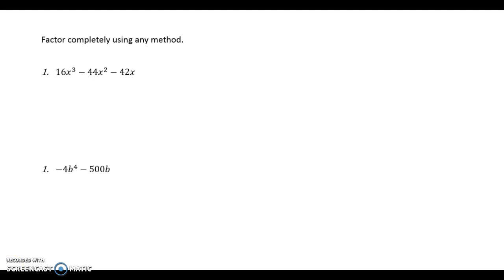All right, now we're finishing up the study guide for the quiz over 5.1 through 5.4. The instructions here say factor completely using any method you want. And we had said the first thing we do is look to see if there's any common monomial, right?